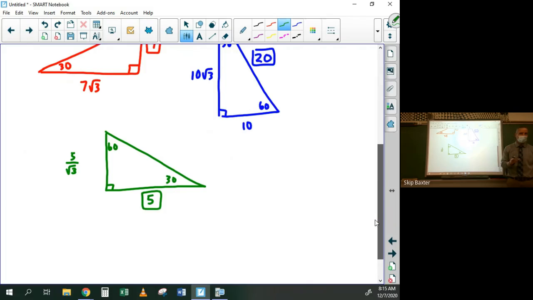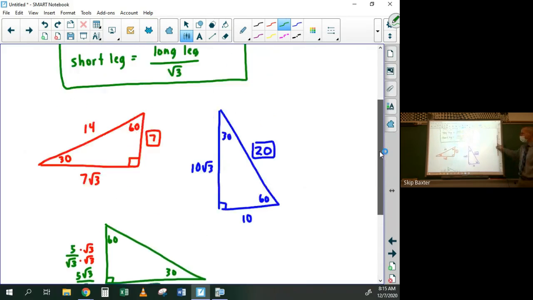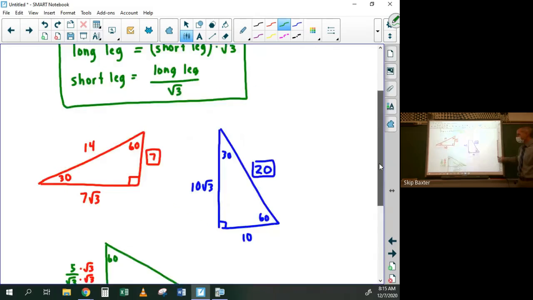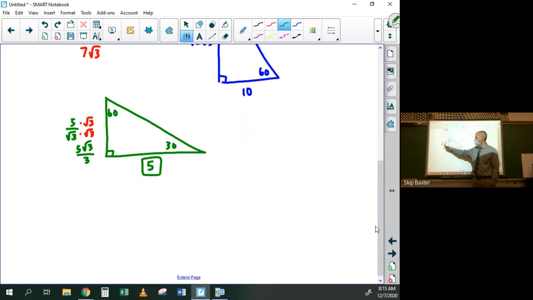But that's not a good way to leave it, right? You can't leave it irrational in the denominator. So you've got to multiply by radical 3 on the top and the bottom. And this ends up being 5 radical 3 over 3. Is everybody okay with that? And then the hypotenuse is double that, right? That's the first rule. The hypotenuse is 2 times the short leg. Well, 2 times 5 radical 3 over 3 is just 10 radical 3 over 3. That's the length of the hypotenuse. Does that make sense?